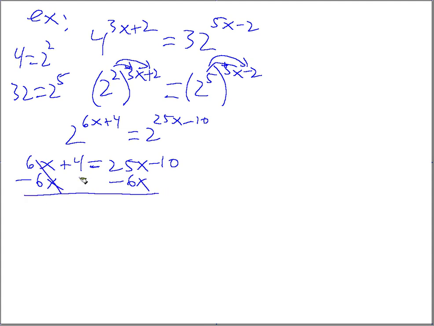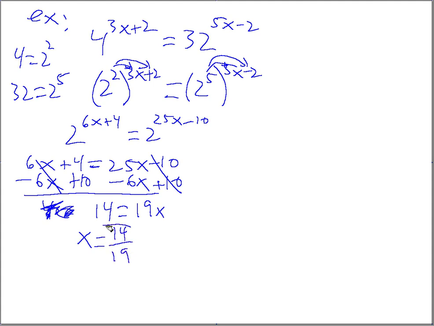So we're going to get 4 equal to... actually, let me combine steps here since it's not a hard equation to solve. Let me add 10 to both sides to get rid of that. So this will be 14 here, right? 4 and 10 is 14, equal to 19x. So x is going to be 14/19, dividing both sides by 19.